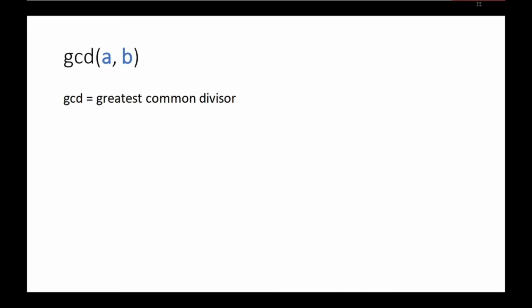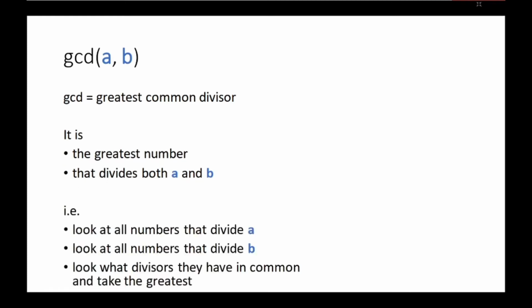GCD stands for greatest common divisor. The GCD of two numbers a and b is the greatest number that divides both a and b. So if you would look for all numbers that divide a, and for all numbers that divide b, then you can look at the divisors they have in common, and you can take the greatest.